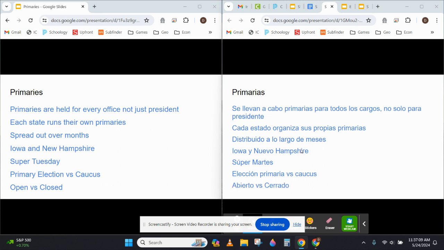There are different types of primaries. There's open versus closed. An open primary means anybody can vote in any party. Whether you're a Democrat or Republican, you get to help decide who the candidate is. In a closed primary, that means you have to be part of the party in order to vote for their candidate. So if you want to decide who's the Republican candidate, you have to be a Republican. Democrats don't get to decide for you. In an open, every person gets to decide for themselves which one they want to be in.